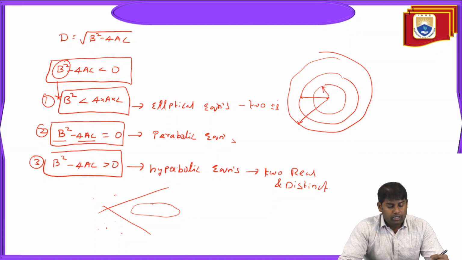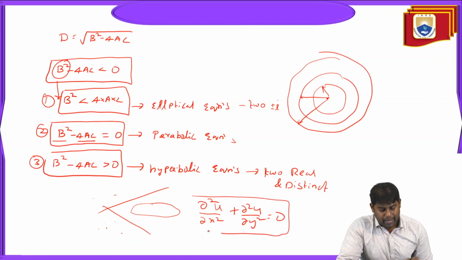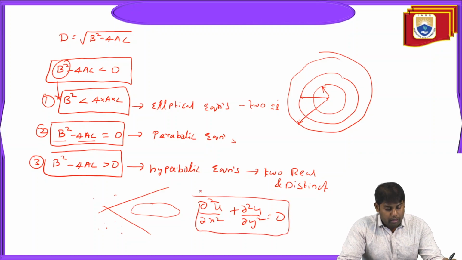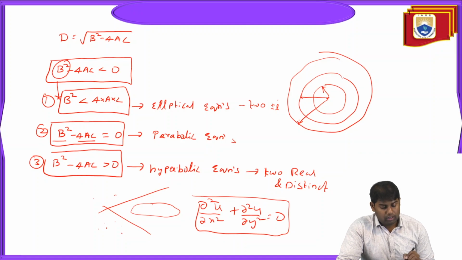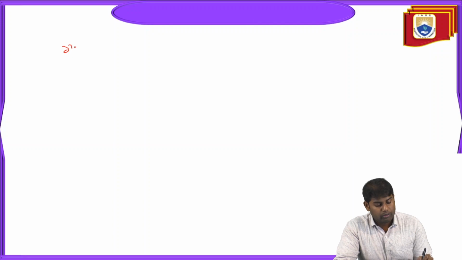And the first one, the general equation, let's say ∂²u/∂x² + ∂²u/∂y² = 0, is a basic example for the elliptic equation. So you can cross check. You can see ∂²u/∂x² + ∂²u/∂y² = 0. So let's compare the roots.